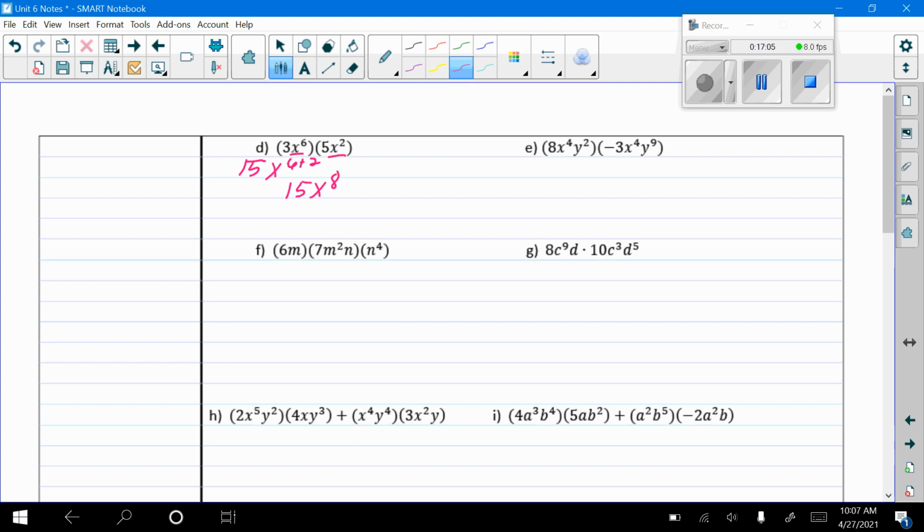On E, I have 8 and negative 3. Again, there's no powers outside, so I'm just working on the inside here. So 8 times negative 3 is negative 24. I have x to the 4th and x to the 4th. So it's going to be x to the 4 plus 4. And y, I've got to the 2 and to the 9, so 2 plus 9. And that gives me negative 24, x to the 8th, y to the 11th.